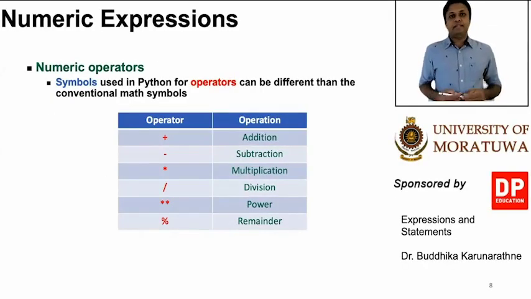Up until now, we have seen some basic expressions in Python. Here, we look at numeric expressions, which include numeric operators. You will notice familiar operators like addition, subtraction, and multiplication, and also some not so familiar operator symbols. For example, the operator symbol for multiplication in Python is the asterisk. Slash for division, double asterisk for power notation, and percentage symbol for the remainder, and so on.